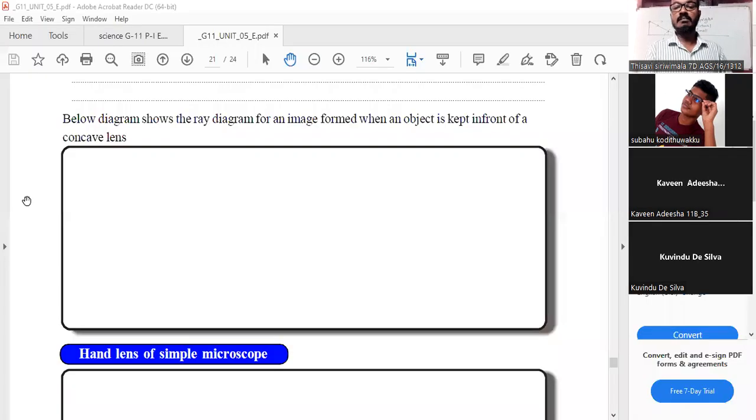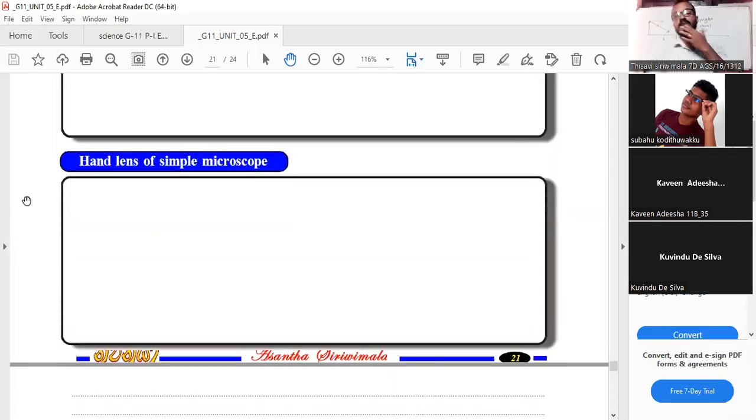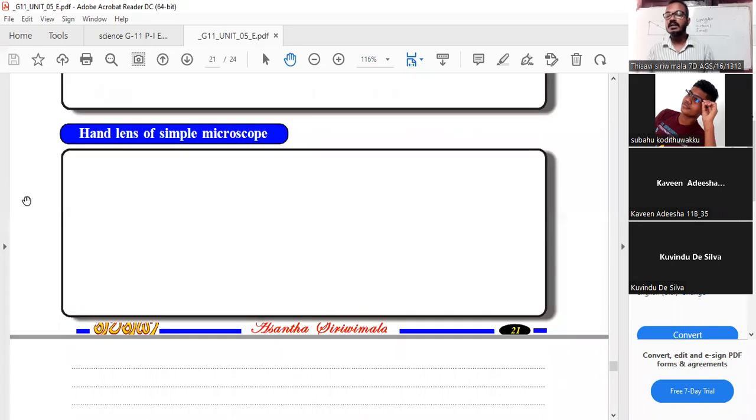Hand lens or simple microscope. Next subtopic, hand lens or simple microscope.